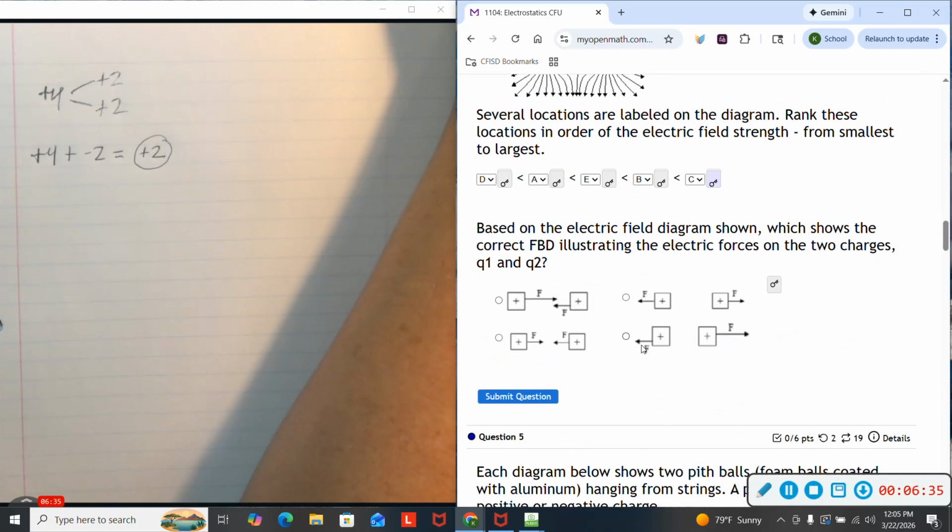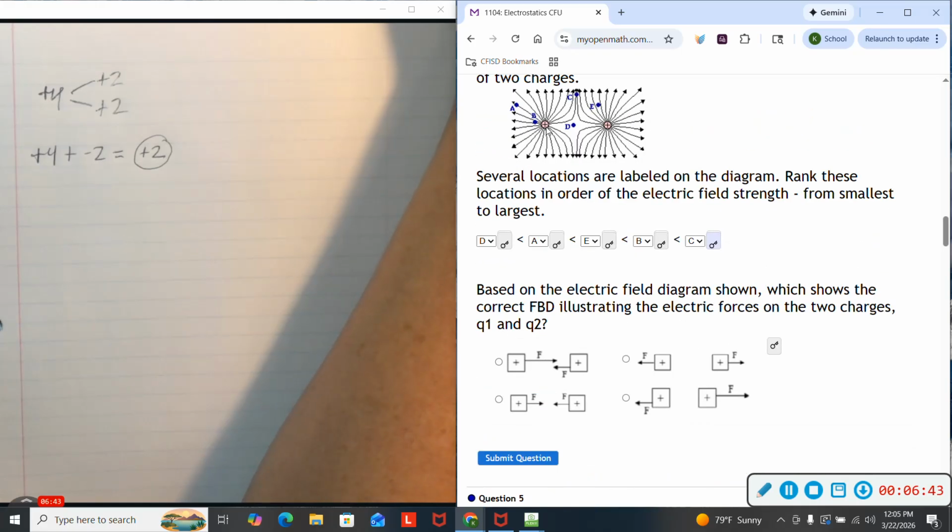This one says, based on the electric field diagram shown, which shows the correct free body diagram illustrating the electric forces on the two charges Q1 and Q2. Well, looking at this diagram, these charges are both positive, so I know they're going to repel, but I can also tell that by looking at the shape of the field lines. These are obviously repelling one another, so when I pick my free body diagram, I need to pick something that shows that the forces are pushing them apart, where they're moving away from each other, which means it's going to be one of these on the right-hand side.